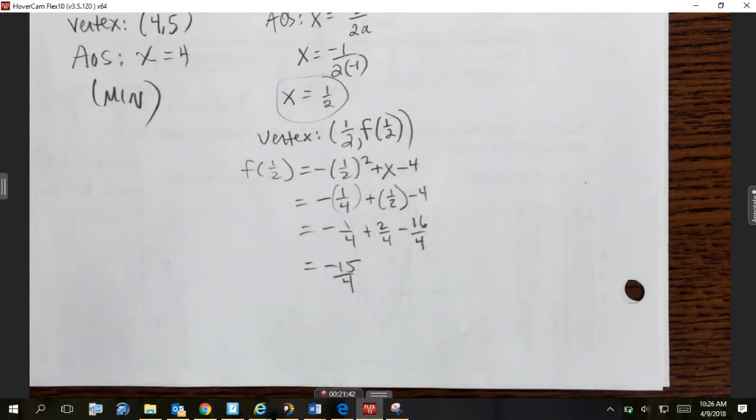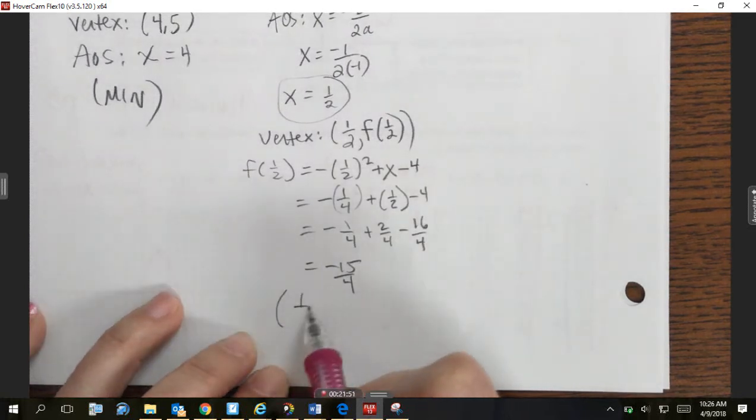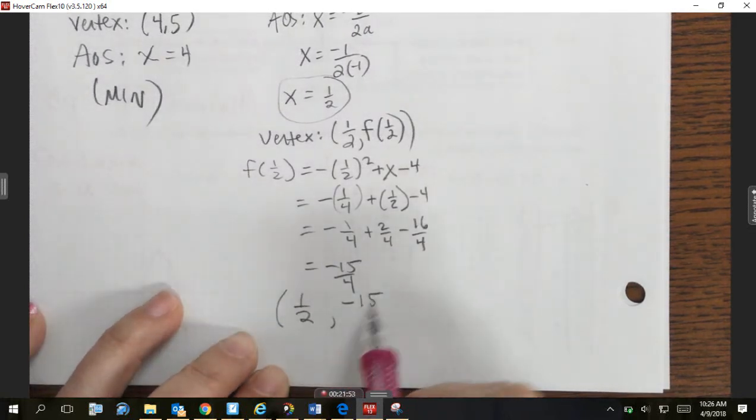Okay, so I plugged in 1/2 for my x. I added my like terms together. I found some common denominators because it's fractions. So now my vertex is 1/2, negative 15/4.